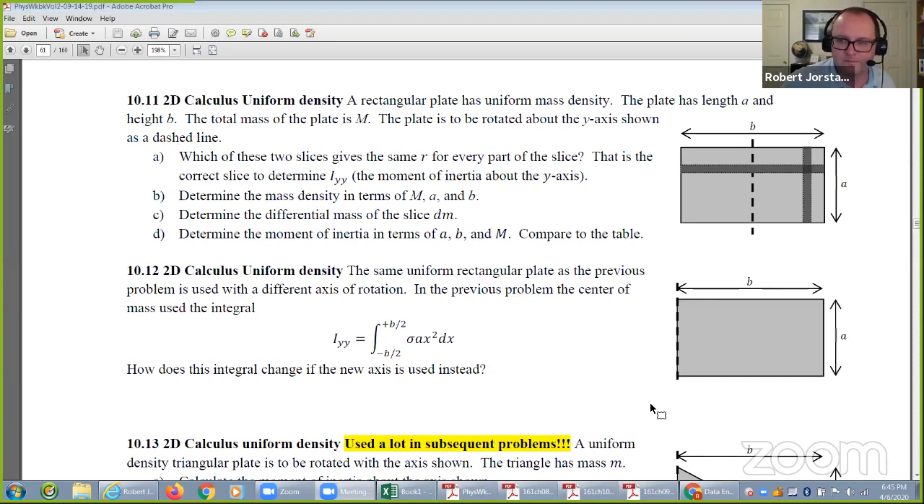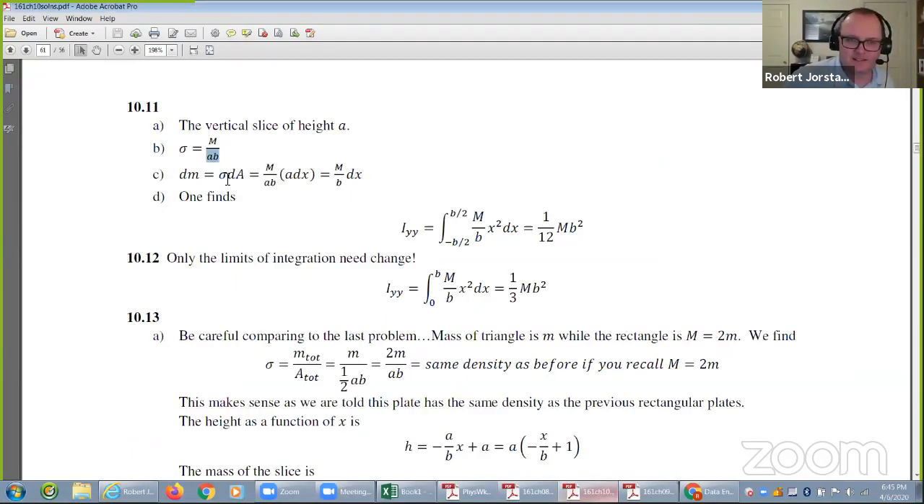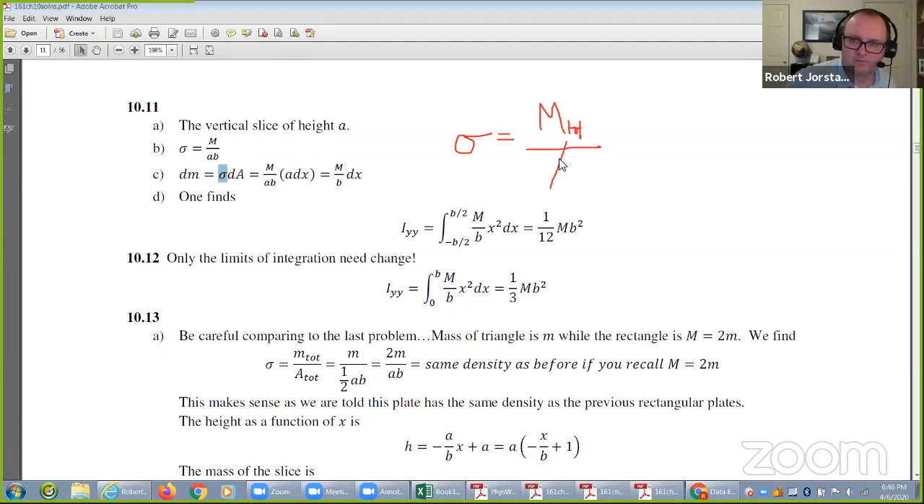All right, so let's go back to this one. You guys have got to be tired and ready to get out of here. DM, that's sigma, just like when we're doing center of mass, it's going to be the area of the slice times the density of the slice. Remember that sigma is total mass over total area, which notice is going to have units of kilograms per meter squared.